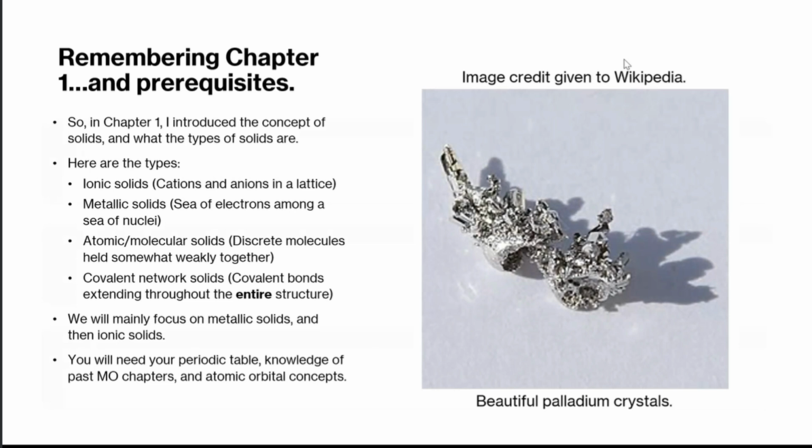Now we're mainly going to focus on metallic solids and then ionic solids. For this chapter, you'll mainly need your periodic table, which you can search up online, Google has one. You'll also need some knowledge of past molecular orbital chapters, so you can pull up those slides, and some basic atomic orbital concepts.